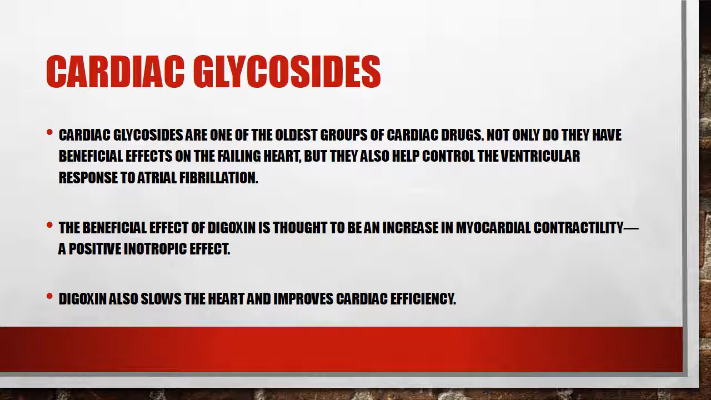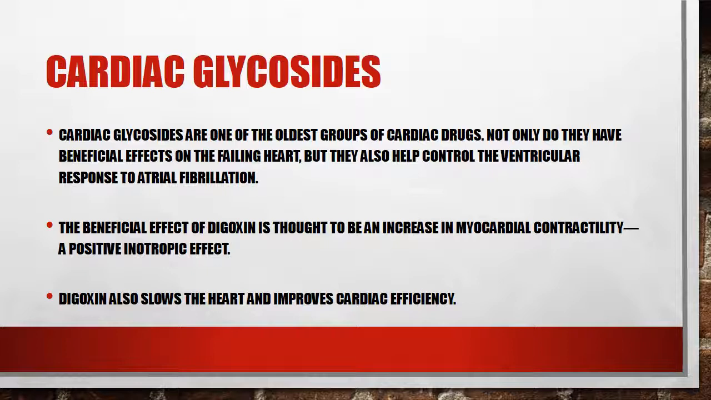We will discuss cardiac glycosides at more depth later on, but digoxin or Lanoxin is the most common cardiac glycoside that we give. It's the oldest group of cardiac drugs. Not only do they have benefits for heart failure, but they also control ventricular response to AFib. That's probably what we give digoxin for the most, is to try to convert AFib.